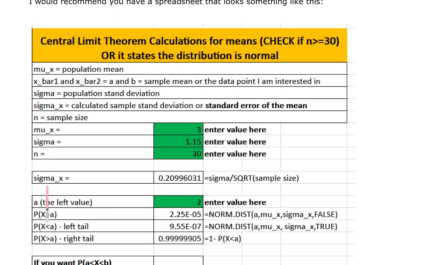We typically, unless we are not given n, will calculate our sigma sub x bar, and the way that we do that is we're going to do an equals in this cell. We're going to grab the cell that has sigma, we're going to do the division symbol, we're going to type in SQRT, and we're going to grab the cell that has the sample size in it.